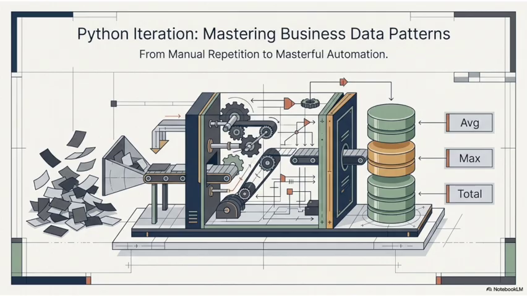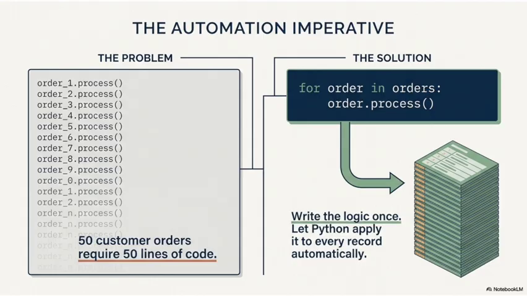This module introduces the for loop. Now, the tool that lets you write logic once and let Python apply it every time and for every item in a collection automatically. Now, by the end of this session, you'll be able to calculate totals, averages, maximums across entire data sets, filter records based on conditions, and combine all four core loop patterns into a single master processing script.